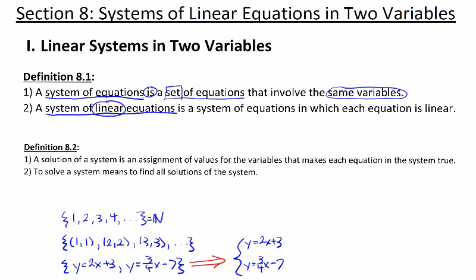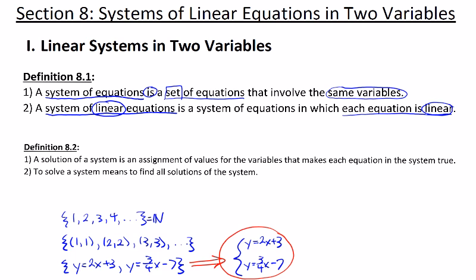Now what we're going to be specifically looking at is statement number 2, a system of linear equations. So the only way that a system is considered a system of linear equations is if each equation is itself linear. So the example that I wrote out here is an example of a linear system of equations because each one of the equations is linear. So that's one set of vocabulary, the idea of system.